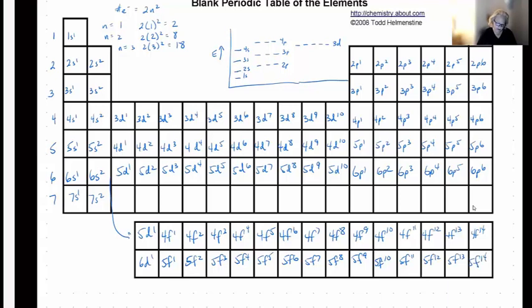And then from the 5Fs, we go to the 6Ds. And then we go to the 7Ps. Oops, that was a really bad P.